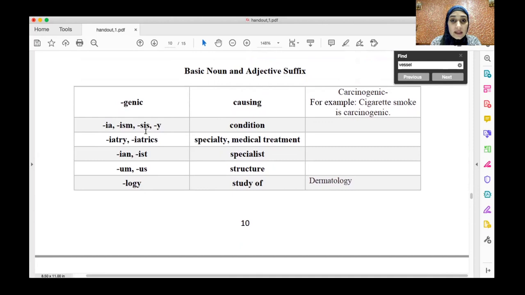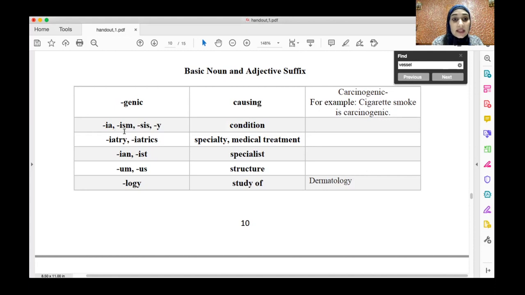Okay, let's see the basic noun and adjective suffixes. Genic means causing, like carcinogenic. Carcinogenic means causing cancer, right? So when we say cigarette smoke is carcinogenic, it means that cigarette smoke causes cancer.